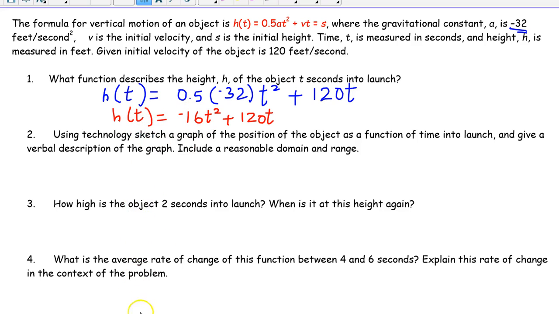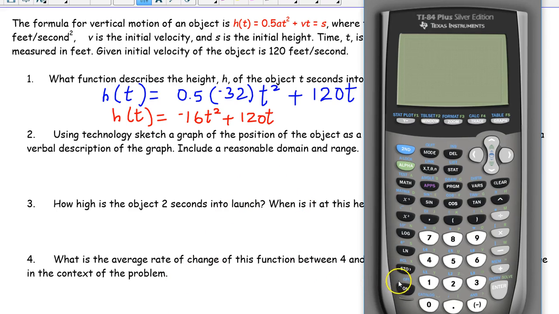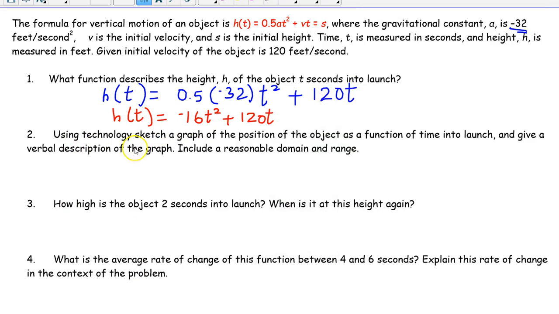Okay, and that multiplication, let me just show you. 0.5 times negative 32, that's 16, right? Okay. Now that is the equation function of this object you got. Now using technology, sketch a graph of the position of the object as a function of time into launch and give a verbal description of the graph. Include a reasonable domain and range.